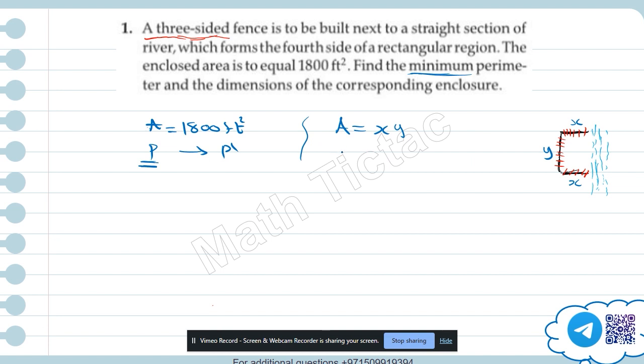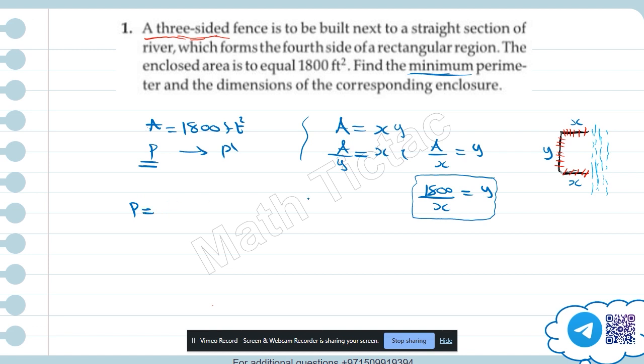If A is equal to x times y, this is a rectangle. That means A over y is equal to x if you would like to substitute the x, or A over x is equal to y if you would like to substitute the y. In here, let's substitute the y, for example. So area is 1800, and 1800 over x is equal to y. Good, I will use this relation for substitution.